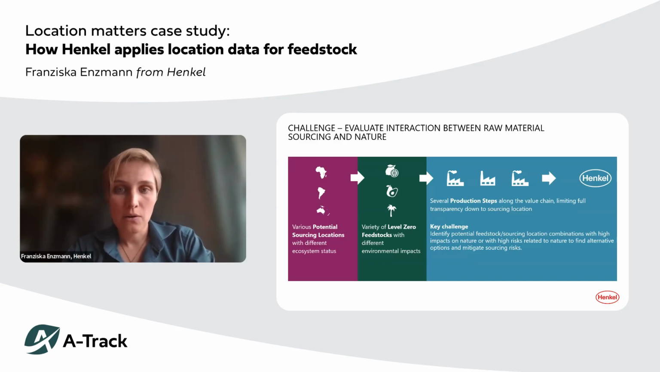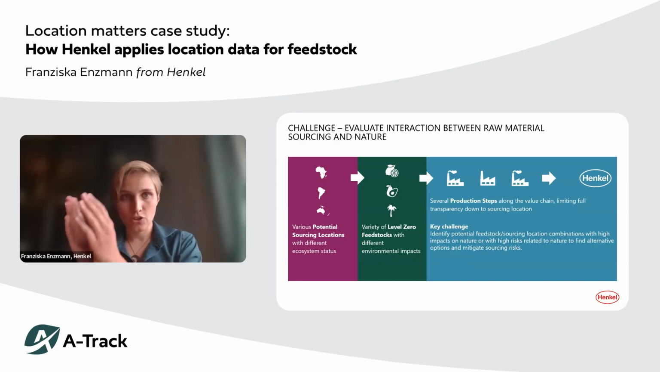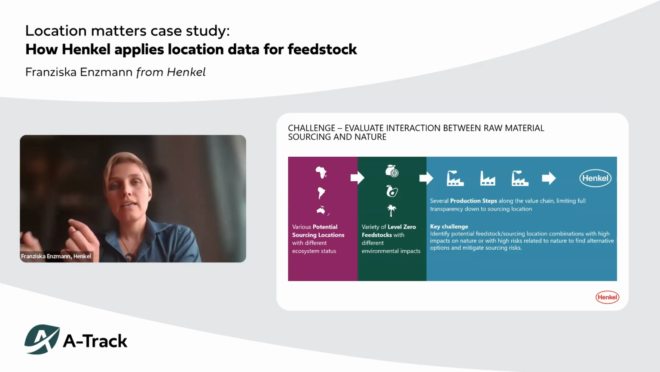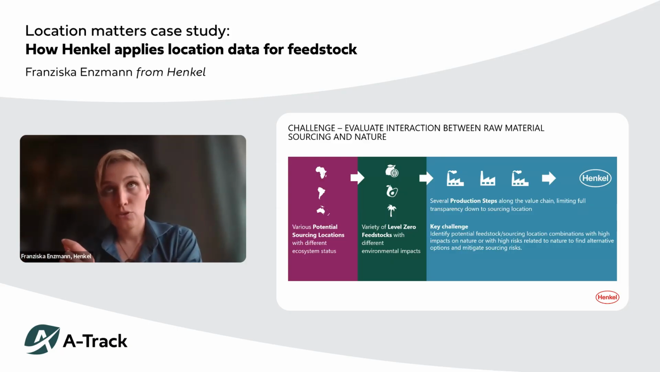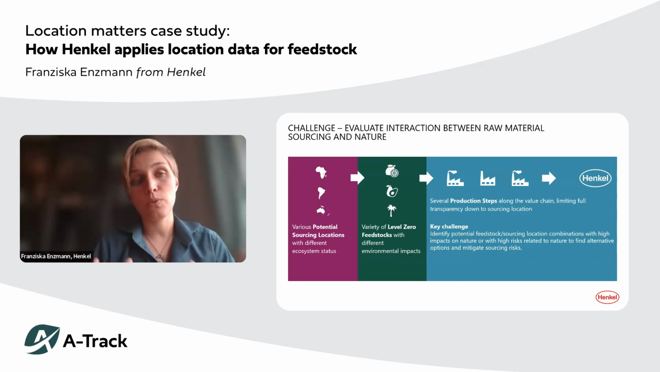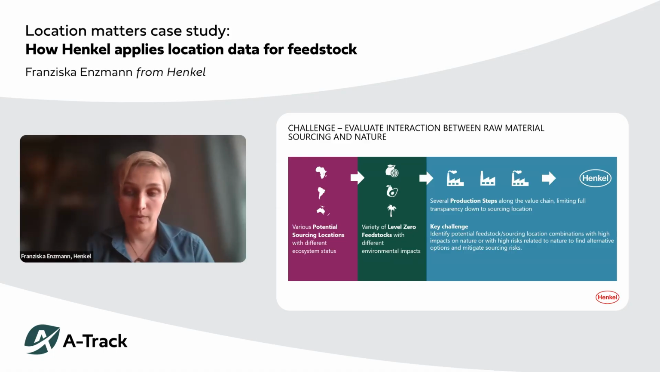So our question is now, how can we identify likely level 0 feedstock sourcing location combinations? And if we have a combination that is likely to be possible in our value chain, what are the impacts on nature? And are there any risks related to natural disaster, for example, for this specific feedstock sourcing location combination? If so, we can act and find an alternative to mitigate our risks. So this is what it's all about: evaluation of the interaction between our raw material supply chain and nature on the level 0, so to say.